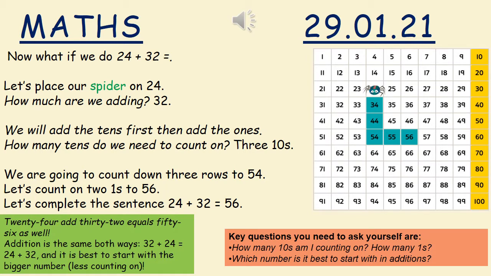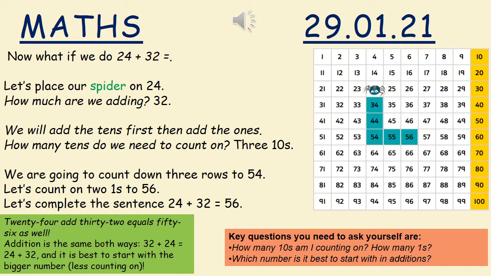Now, what if we do 24 plus 32 equals? Let's place our spider on 24. Look at the 100 square. How much are we adding? 32. We will add the tens first, then add the ones. How many tens do we need to count on? 3 tens.